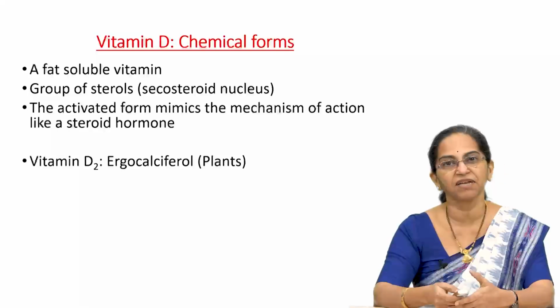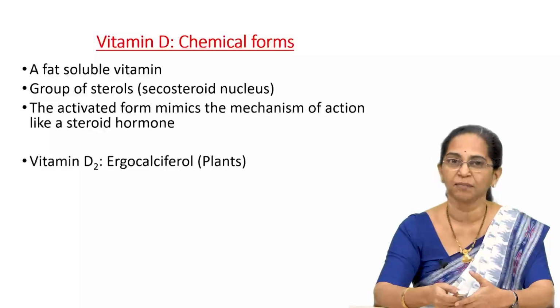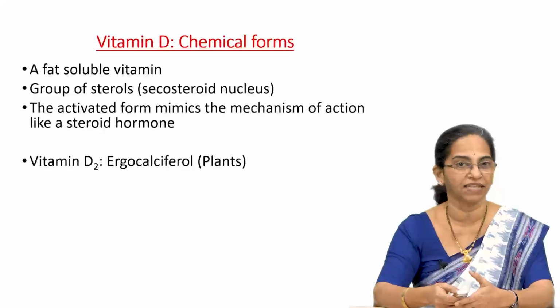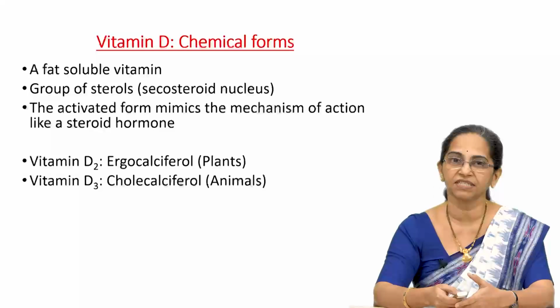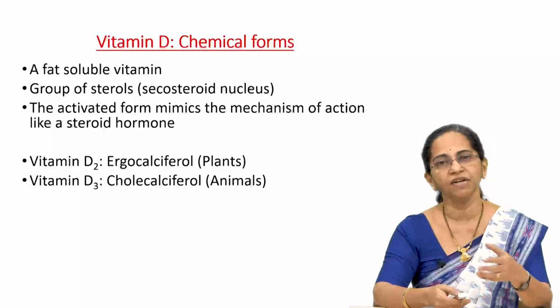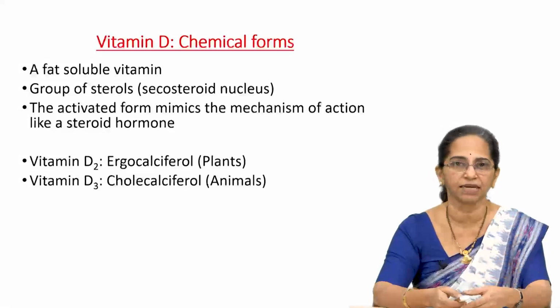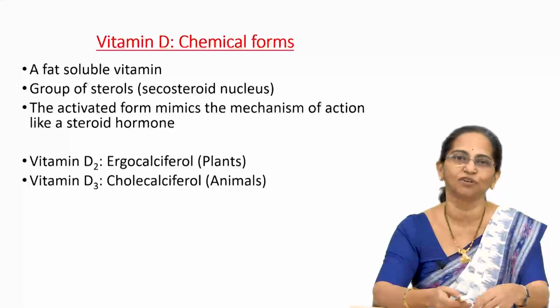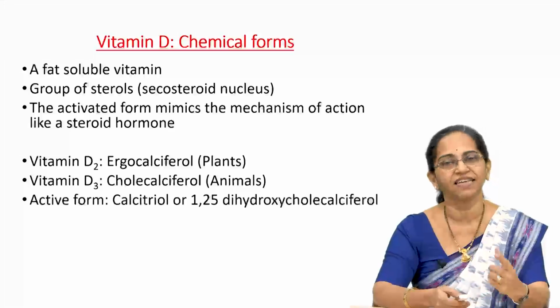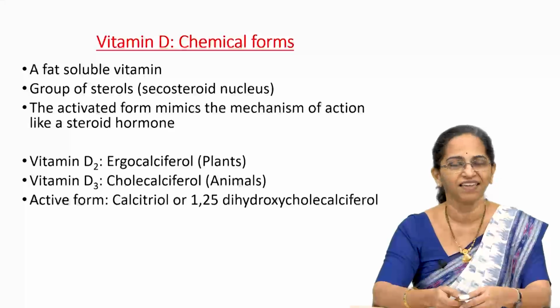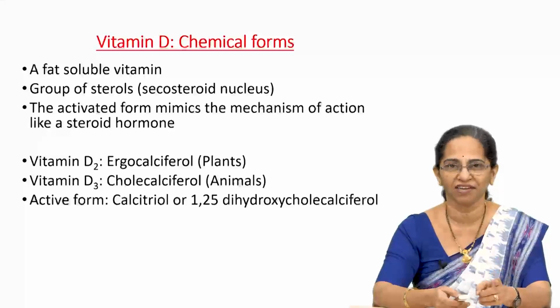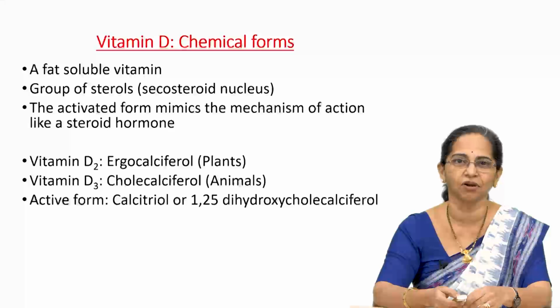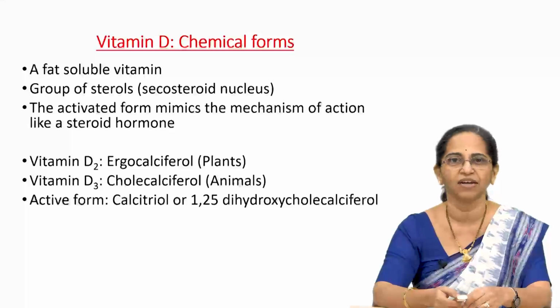So what are the different chemical forms of vitamin D? We have vitamin D2, which is coming from the plants. It's called ergocalciferol. D3, which is derived from animal sources, is called cholecalciferol. Now this vitamin D, if it has to perform the functions inside the body, it should first be activated. What is the activated version of vitamin D called? You can see here the activated version of vitamin D is called 1,25 dihydroxycholecalciferol or calcitriol in simple words.